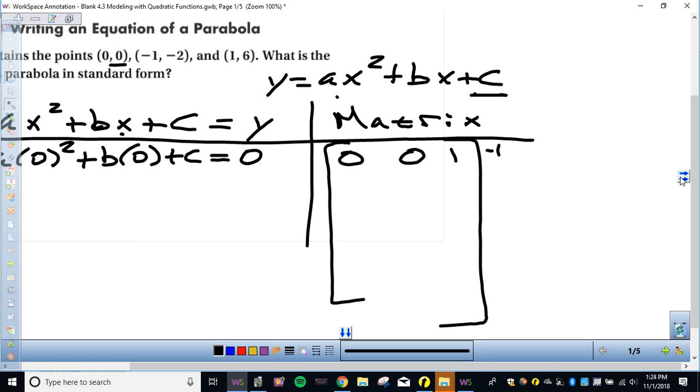And then we're going to make a 3 by 1. So 3 by 1 comes from all these y values, 0, -2, and 6.